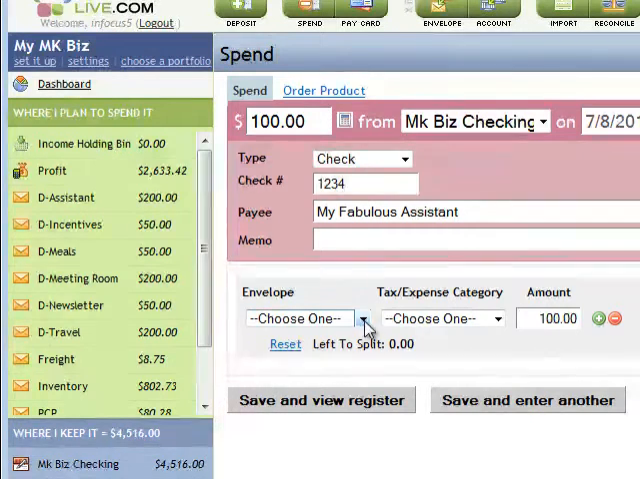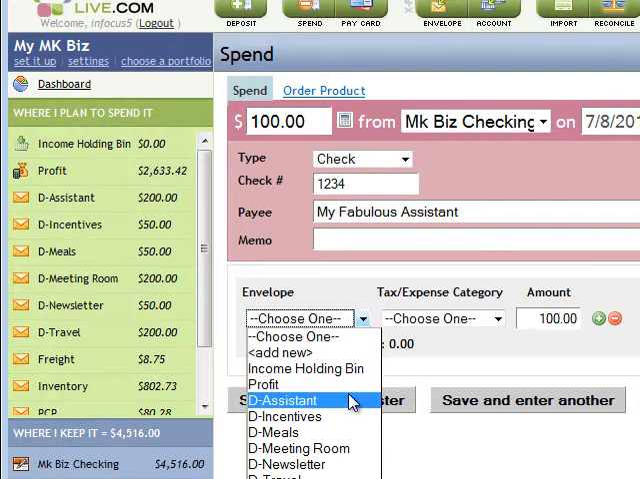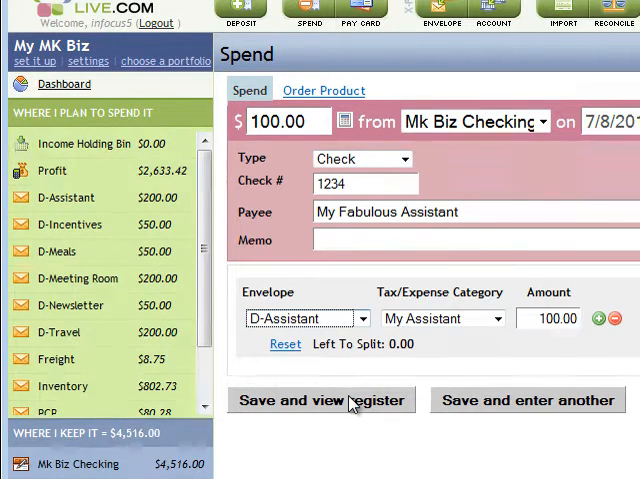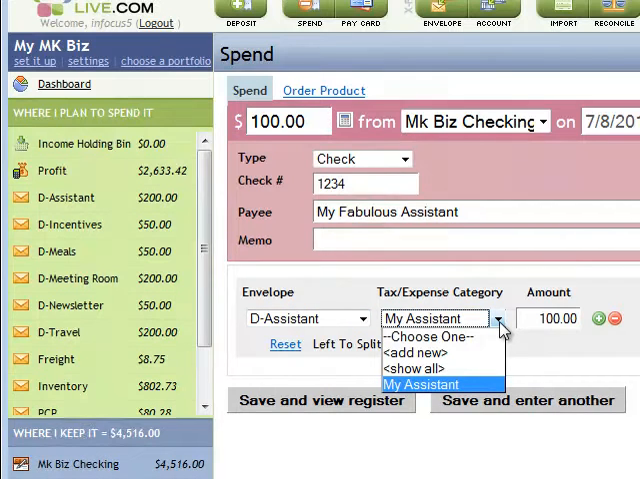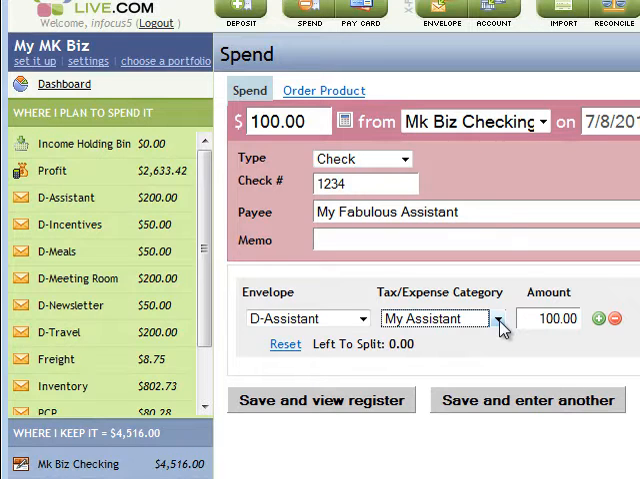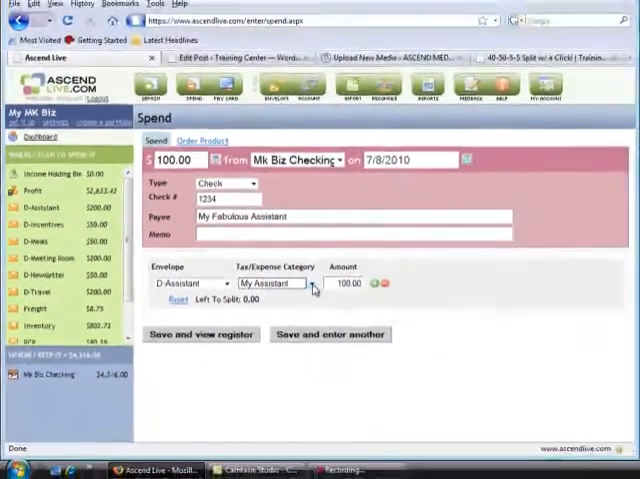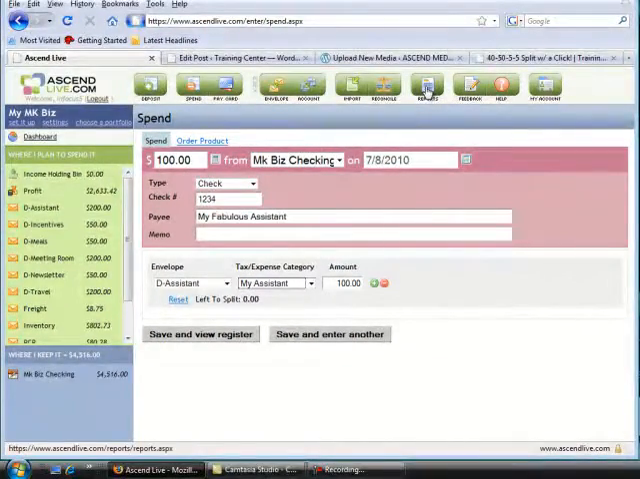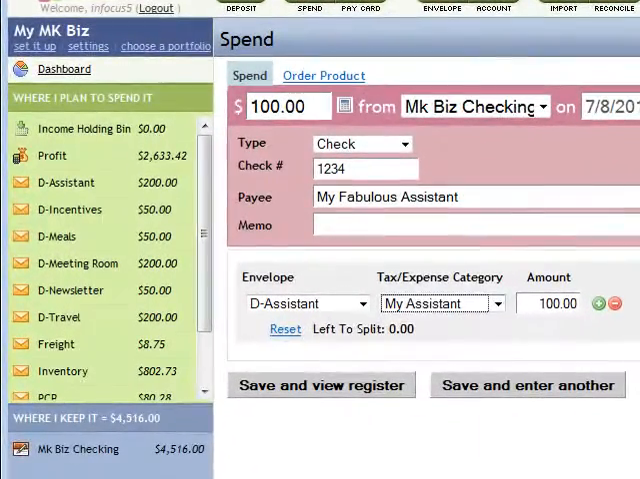So when I'm entering my expenses, I get to tell Ascend that I want that $100 to come out of my assistant envelope or budget item. And then here you can see that there is an expense or tax category affiliated with that envelope. And the reason that we will mark that is because we want this transaction recorded and organized for us in advance so that when we get our taxes done next year, we'll just simply go up here to the report center and print off all of our profit and loss and expense category reports so we don't have to stress about getting our taxes done at tax time next year.